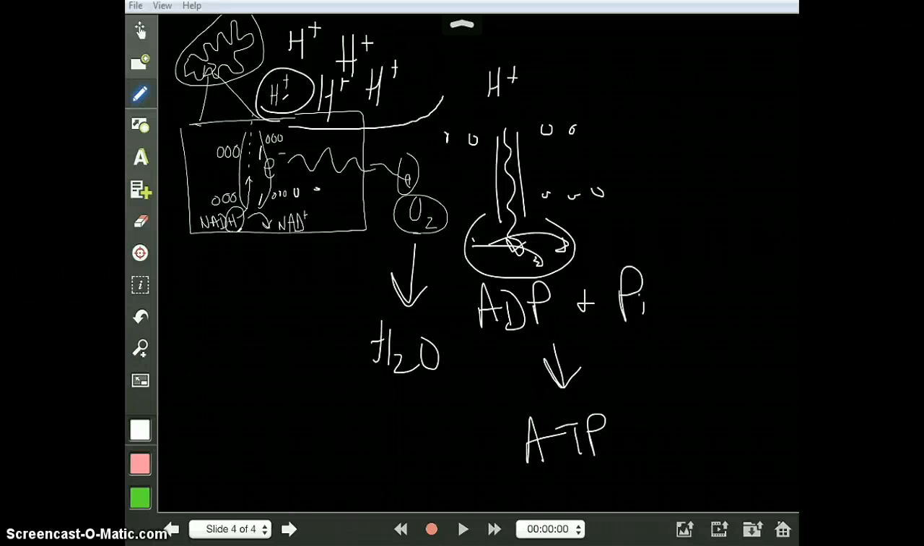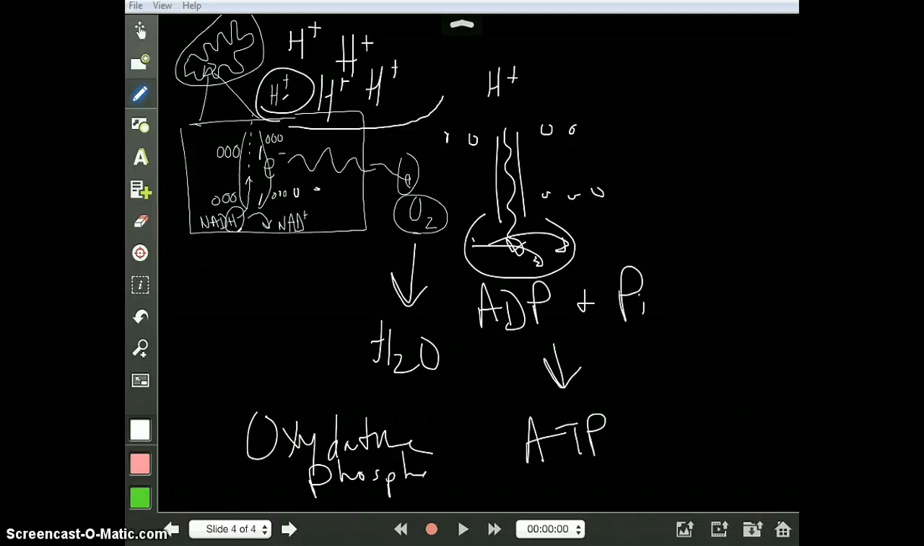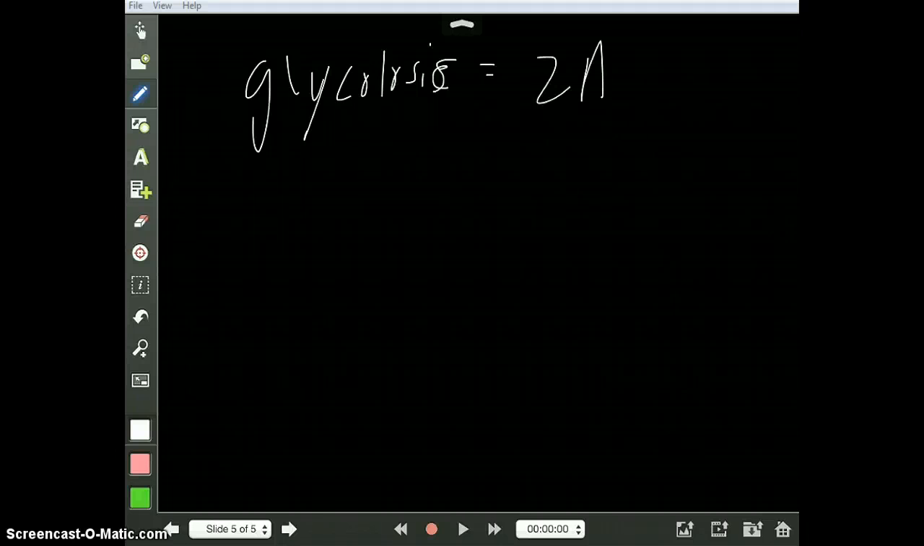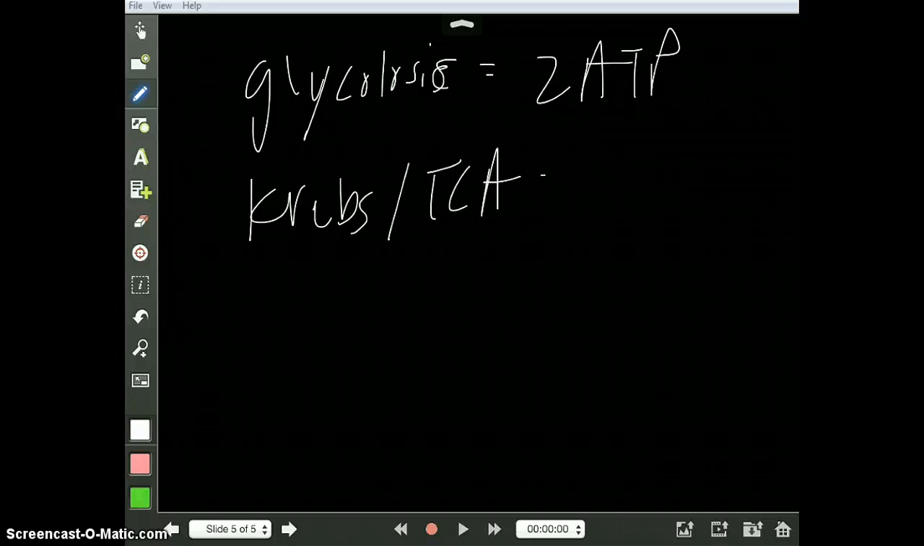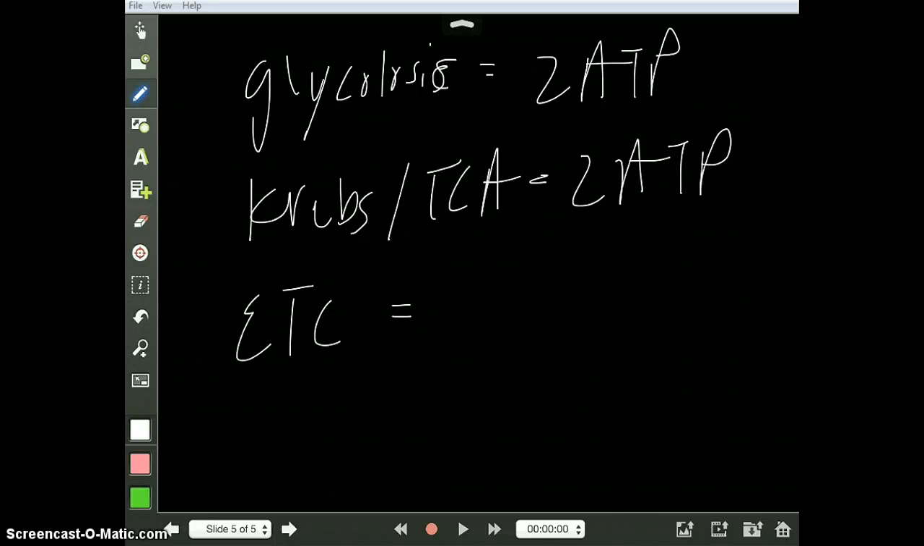Now, being that we used oxygen in this process, this is called oxidative phosphorylation. Okay? Now, what it all entails is if we go through this process: glycolysis to ATP, TCA to ATP, and then the electron transport chain up to 34 ATP.